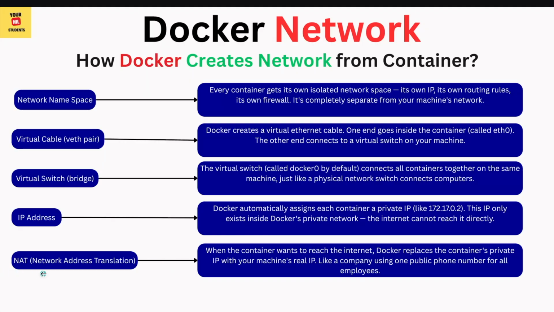Then NAT, or network address translation. When the container wants to reach the internet, Docker replaces the container's private IP with the machine's real IP, right? I hope you can recall the port binding thing. It's kind of that way. It's like a company using one public phone number for all employees. Again, you don't have to deep dive into these topics, because if you really deep dive into Docker, you will get thousands of things to know, and you really don't need to know thousands of things if you are a developer.